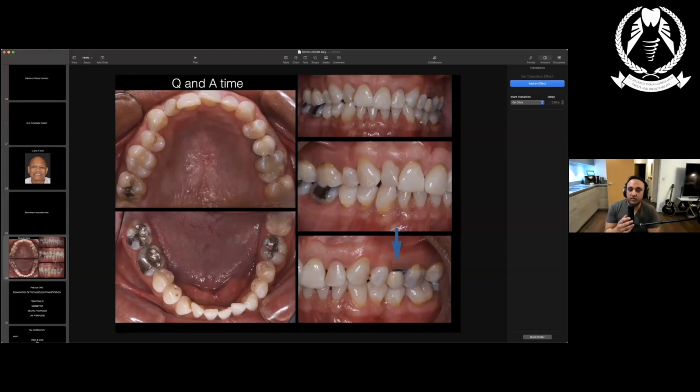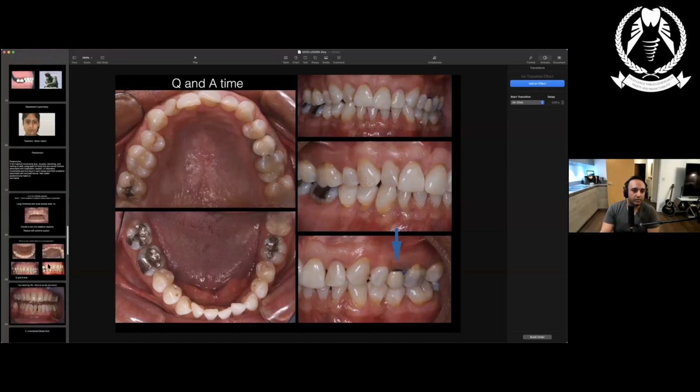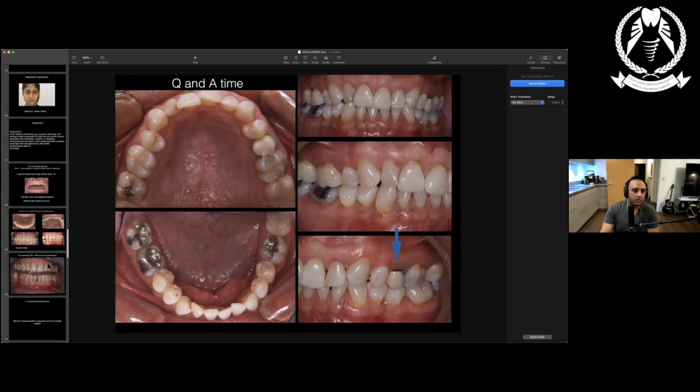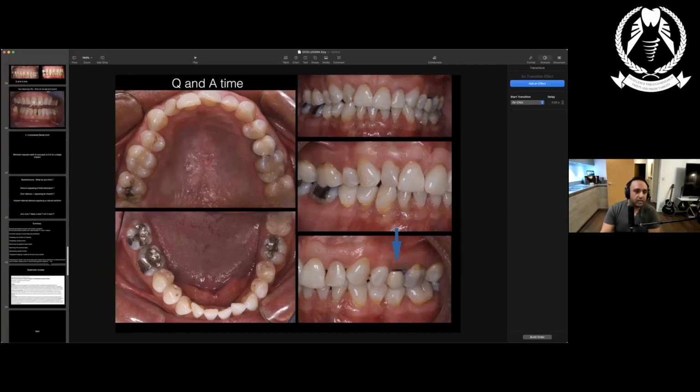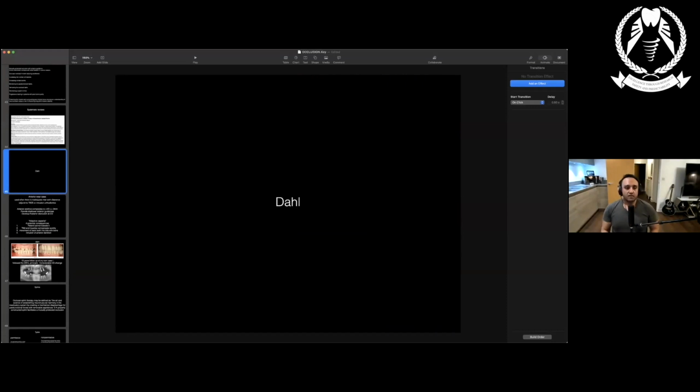So what I chose to do was perform something called DLL on this patient. Now I'm going to just flip to the DLL principle because this is quite useful here. Now, this has always fascinated me, the DLL principle. And I'm going to show you a case that I did.